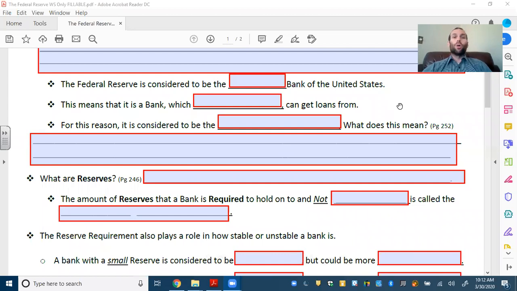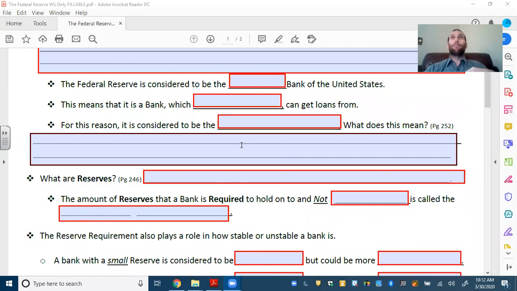All right. So the Fed's a lender of last resort. That means if Bank of America needs a loan, Bank of America is going to go to another bank to get it. They want to go to Wells Fargo, or Citi or Chase, and they're going to get a loan from those big banks.